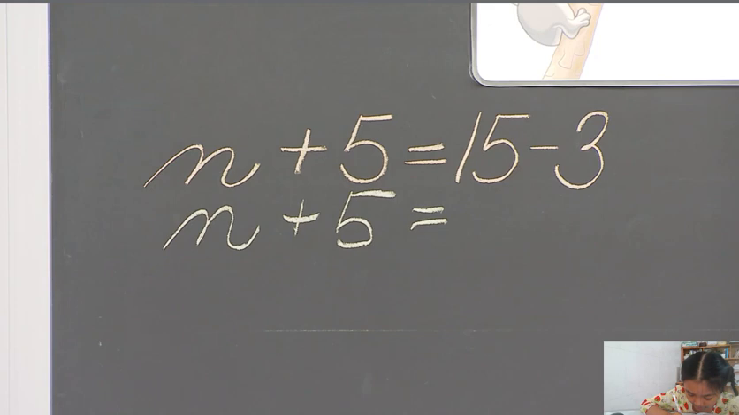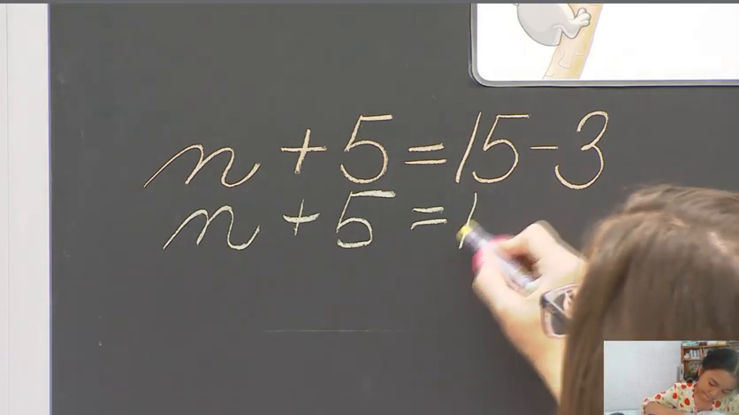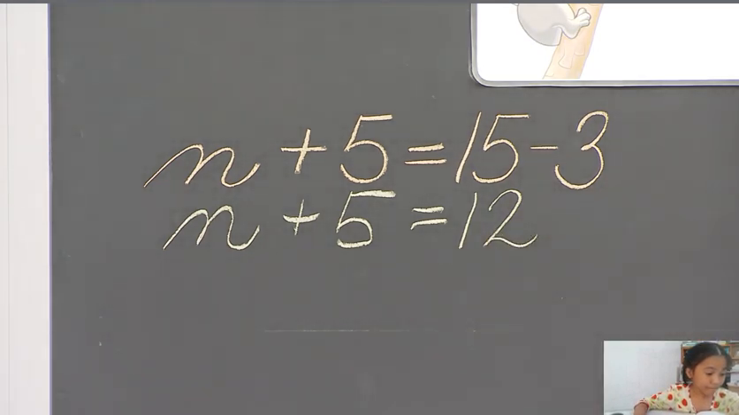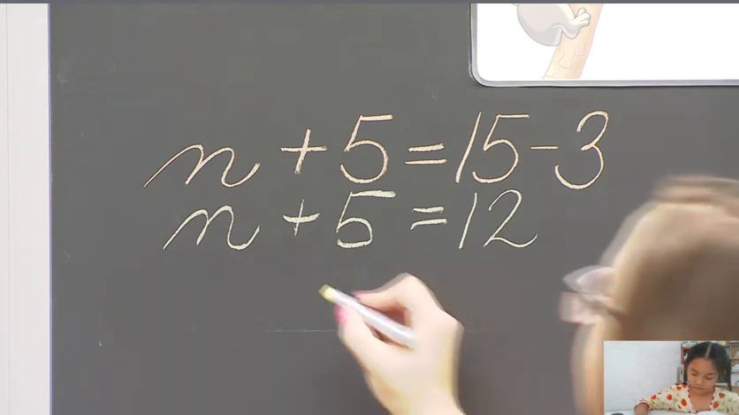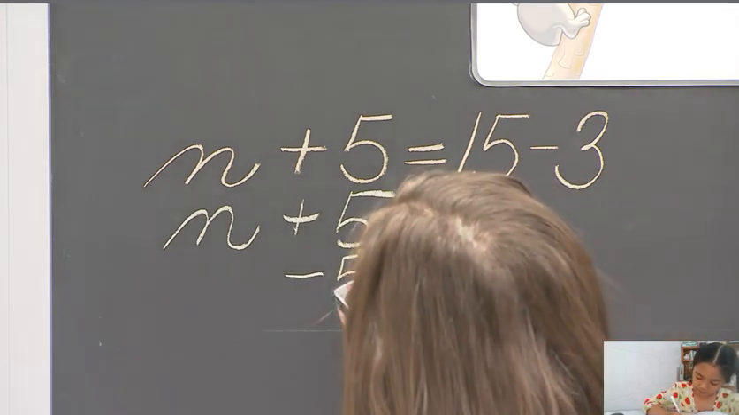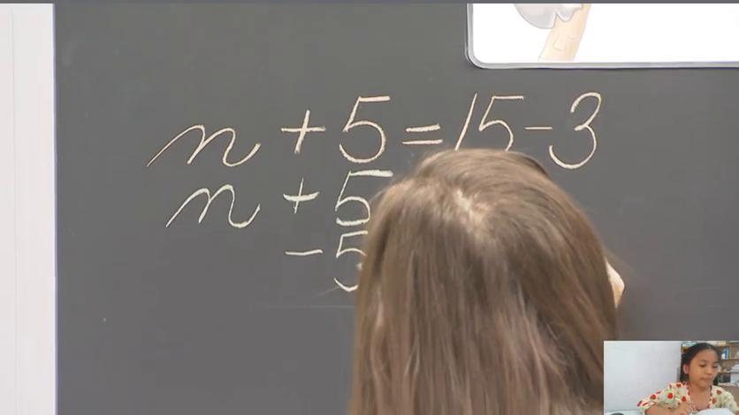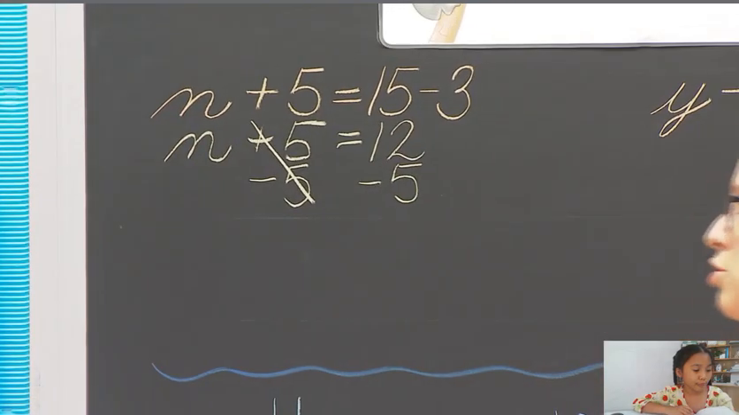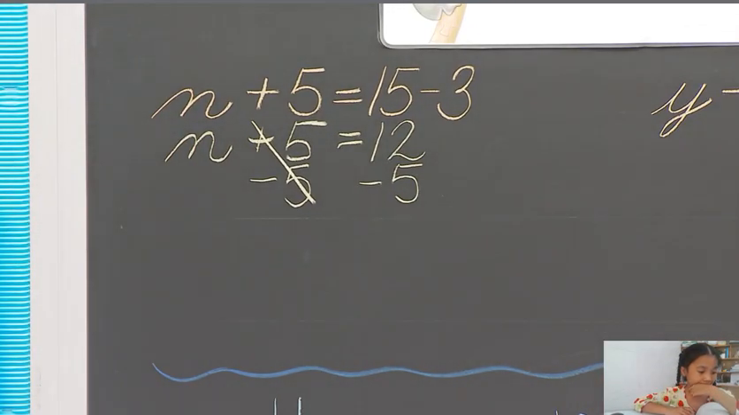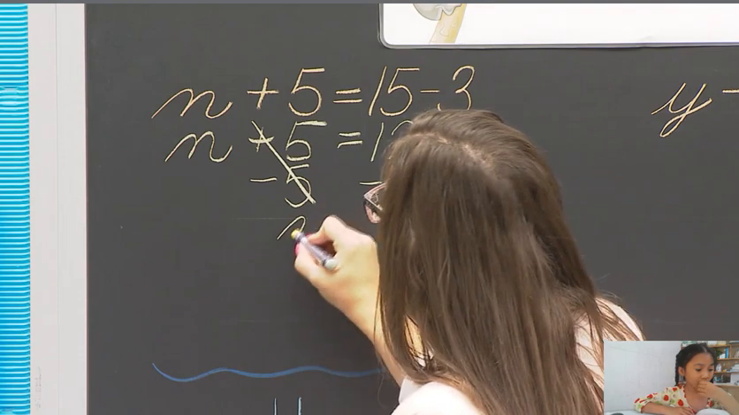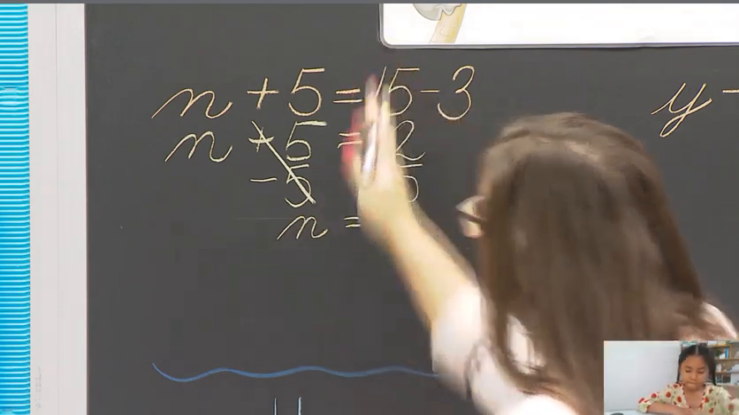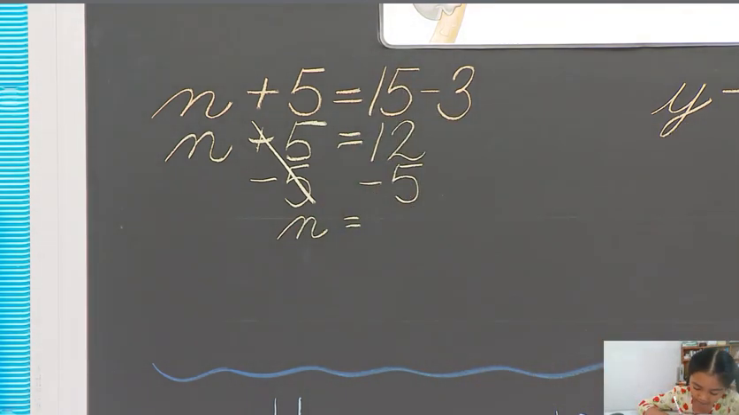What is 15 minus 3, Cadence? 12. Yes. Now that we've solved the side we know, our goal is to get the letter by itself. How do I get the letter by itself, Karsten? Subtract 5 from each side. Exactly correct. Subtract 5 from each side. That way we can do the same thing to both sides. These two will cancel, Josh. The only thing left on the left side is the letter N. And then we'll bring down our equal signs.